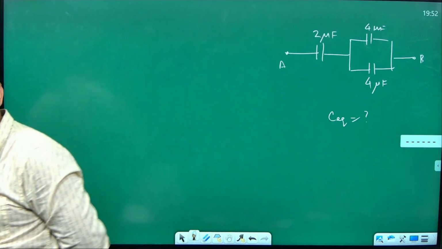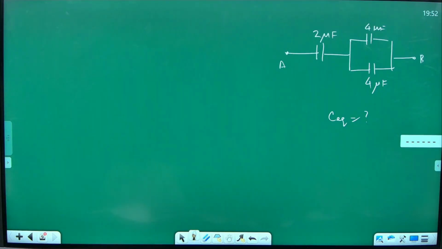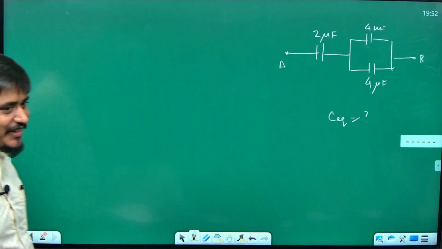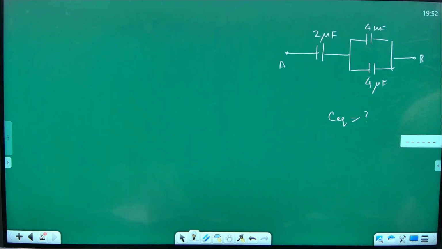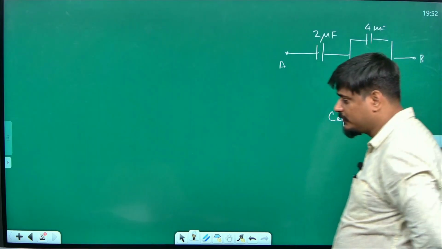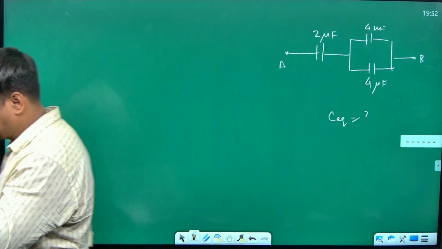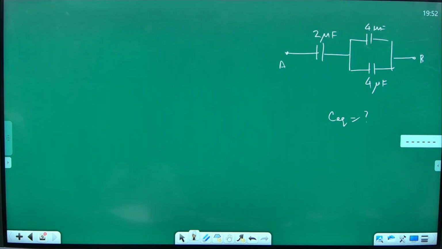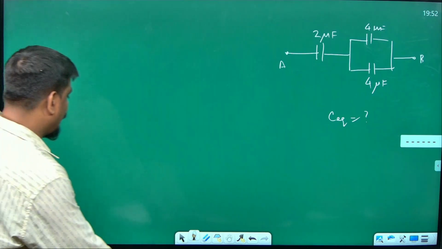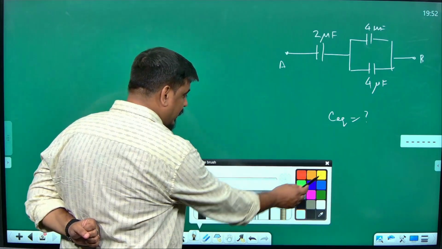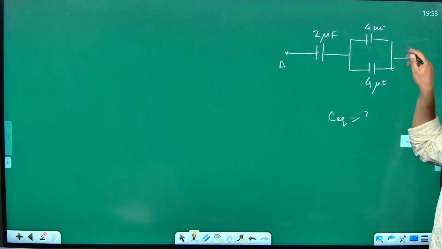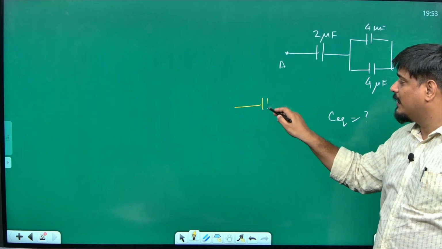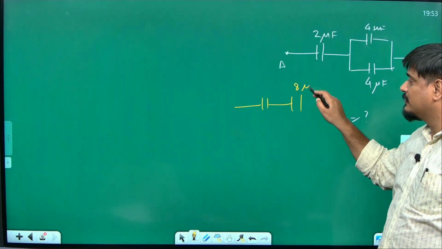Everybody says 8 by 5. Okay. 8 by 5. Final answer 8 by 5. Forward reciprocal. I hope you are realizing this 4 and 4 are in parallel. If they are in parallel, they will become, sorry, 8. So it will become like 2 and 8 in series.